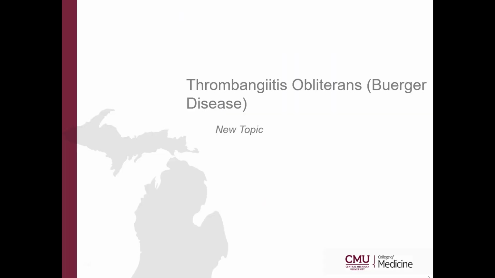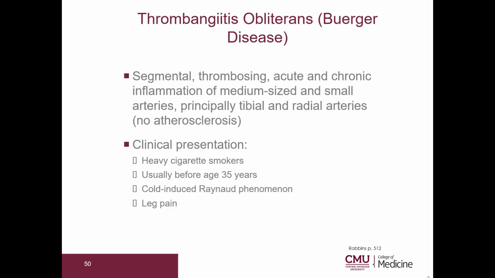Let's go on to thromboangiitis obliterans, which is the same as Buerger disease. This is a segmental thrombosing acute and chronic inflammation of medium-sized and small arteries, which principally affect the tibial and radial arteries. The patient should not have atherosclerosis for this diagnosis to be considered. The clinical presentation is generally heavy cigarette smokers, usually before the age of 35. The patients will also have cold-induced Raynaud phenomenon and leg pain.